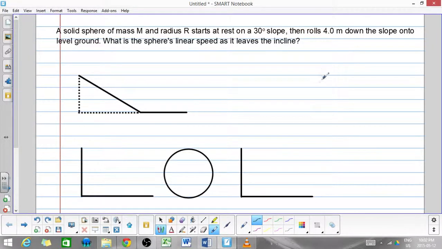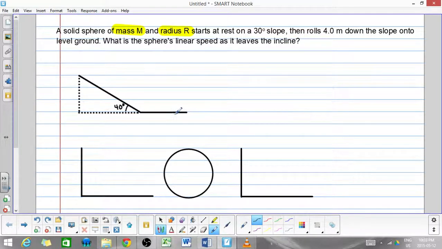This is a problem involving simultaneous translation and rotation for Learning Goal RM6. We're given that a solid sphere of mass m, so it's going to be general case, and radius r, starts at rest on a 30-degree slope, rolls 4 meters down the slope, and then rolls away on level ground.